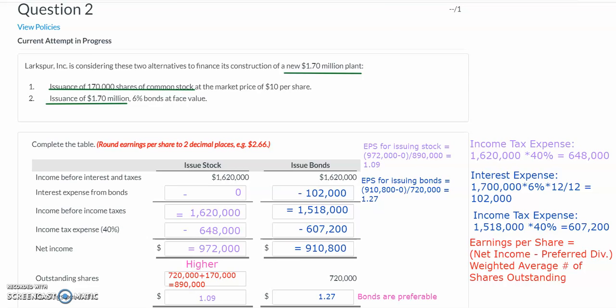So you can see that this is one of those important business decisions that a company would have to make.